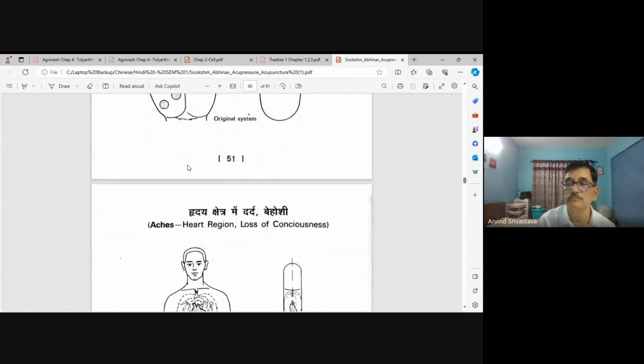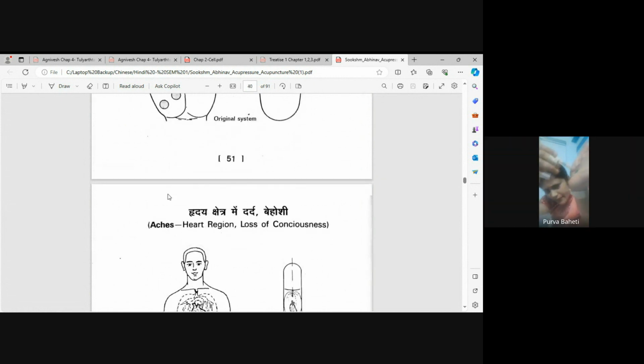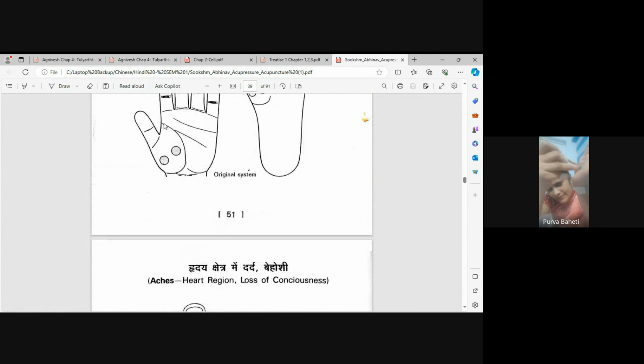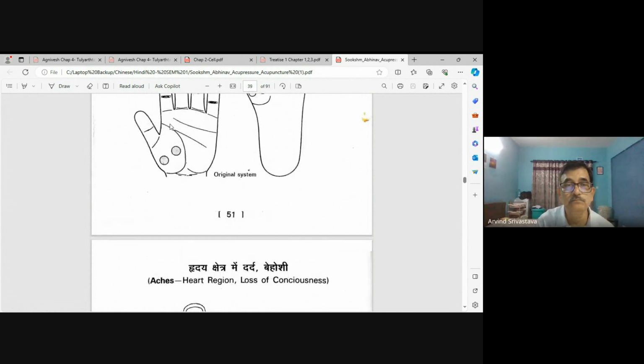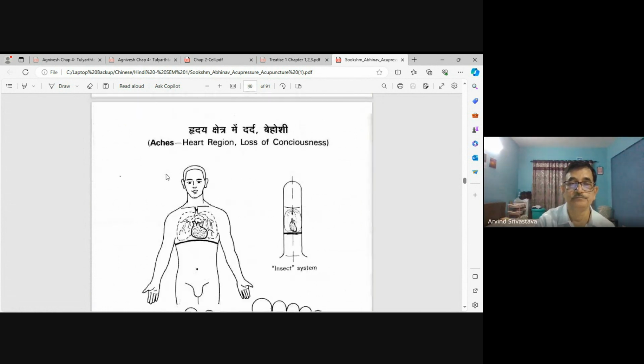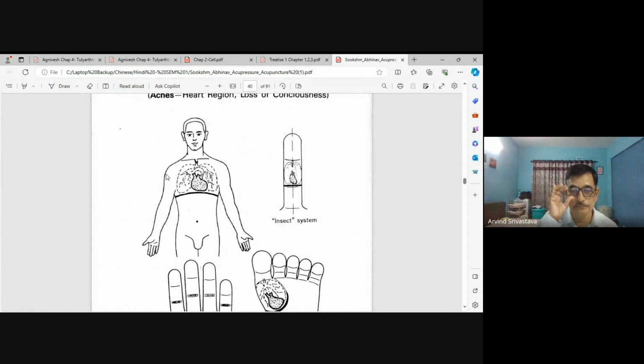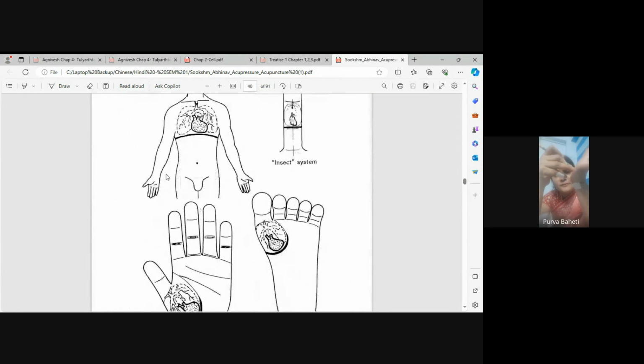This is my diaphragm area. Above it, it's here. It's my diaphragm area. Above it, it's my chest, and there is my heart. So we have done chest, heart also.